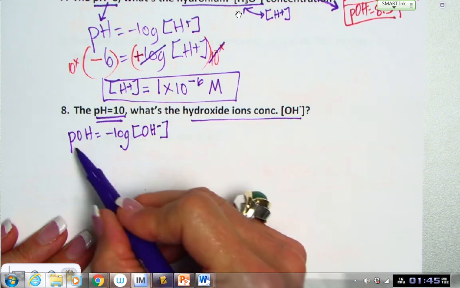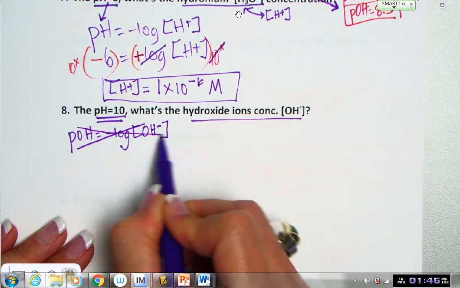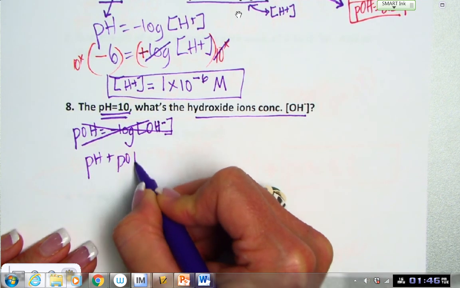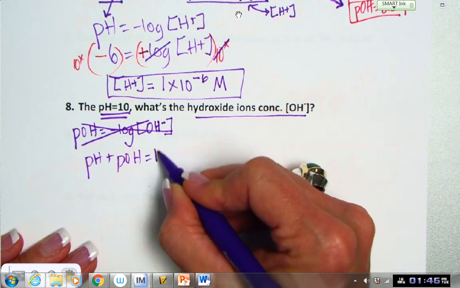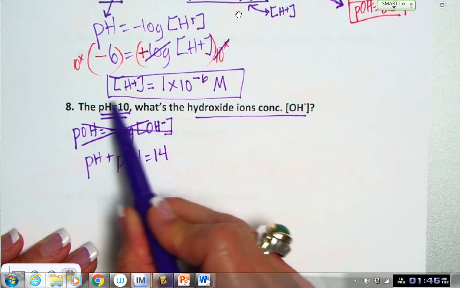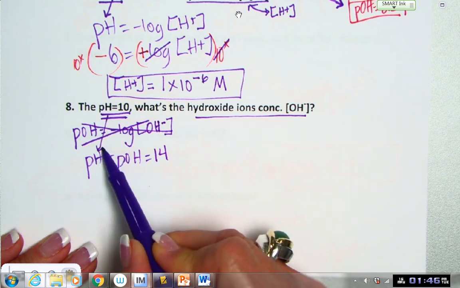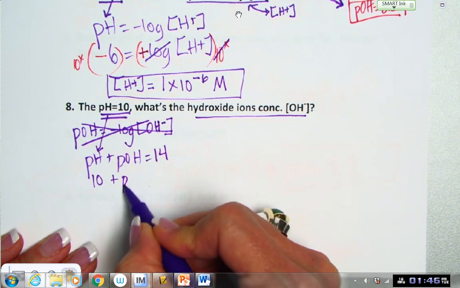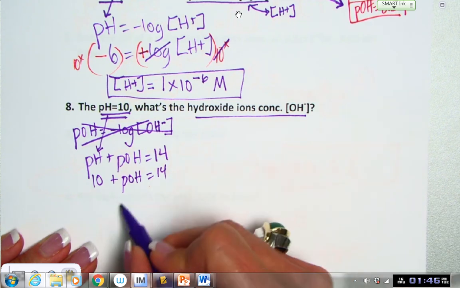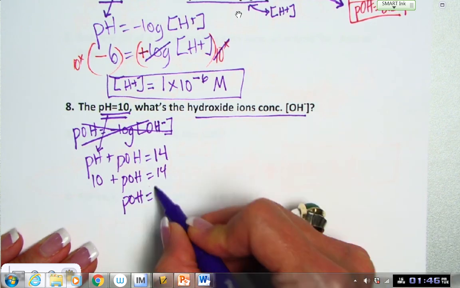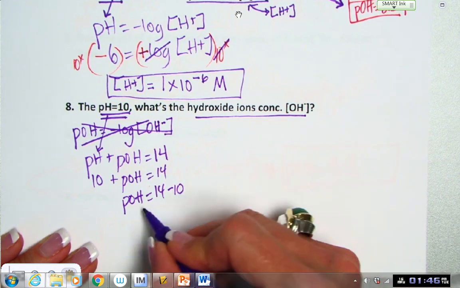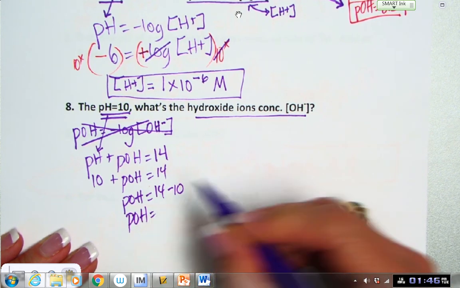Sorry, y'all, that's not the first formula. Let me back up just a little bit. The first formula I'm going to use is pH plus the pOH equals 14. That's what I need to use first. So, since I know the pH, I'm going to plug that in here. So, 10 plus the pOH equals 14. So, we subtract. The pOH is equal to 14 minus 10, and we're going to least decimal places, which is to the whole number. So the pOH is equal to 4.